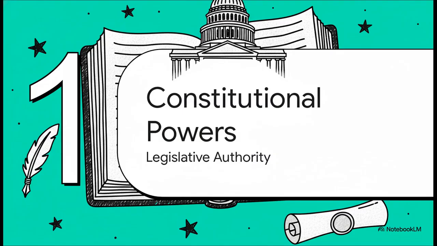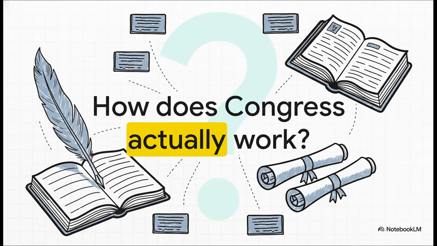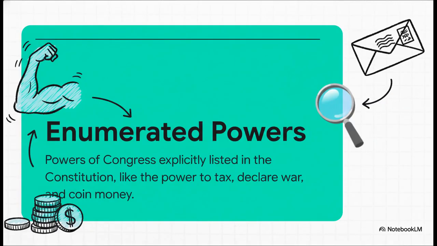Well, it all goes back to the Constitution. And the answer to that really comes down to two different kinds of power the Constitution lays out. We're going to start with the ones that are spelled out clear as day. So these are what you call the enumerated powers.